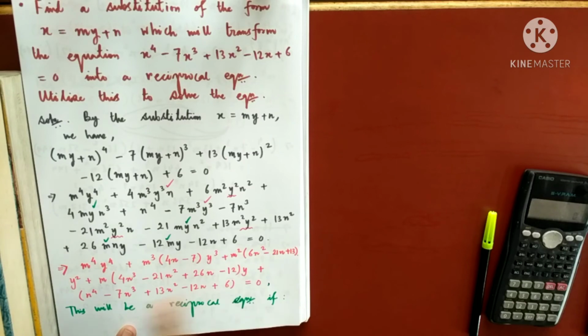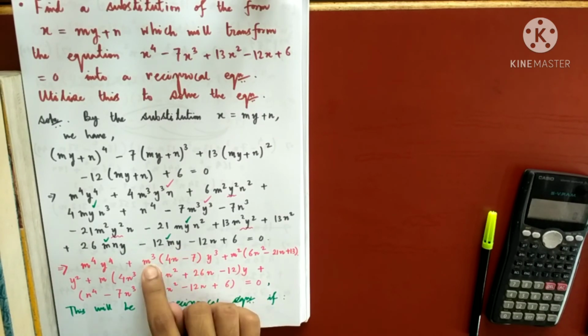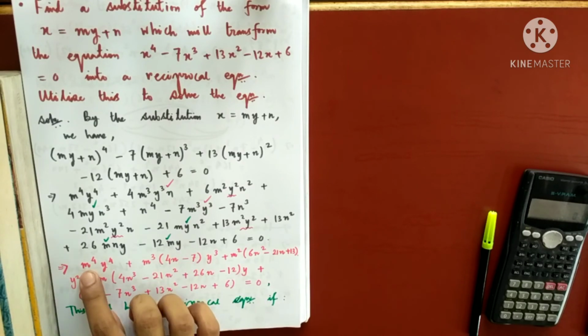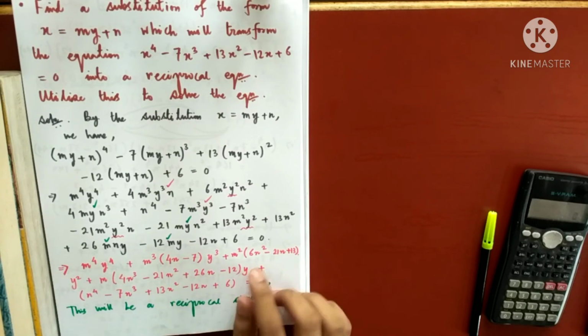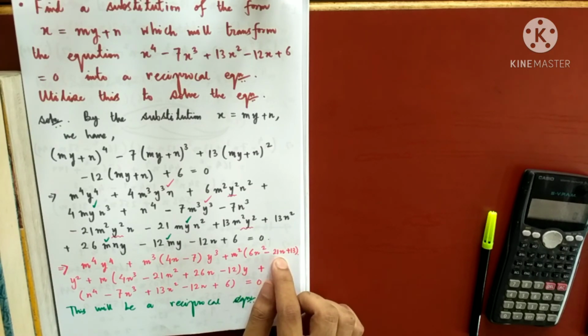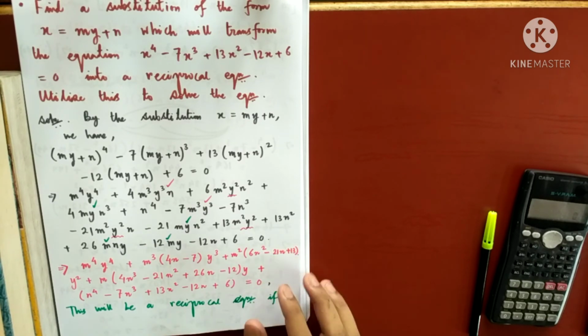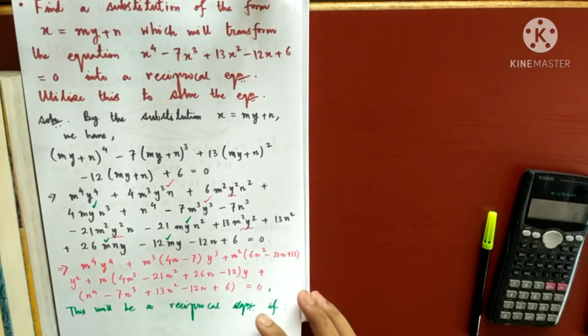You put the values of m and n here. So I am getting what here? M is 1, n is 1. So 4 minus 7 is minus 3, and this is 1, so minus 3. Remember the coefficient: 1, minus 3. What is this? 6 minus 21, it is minus 15. Minus 15 plus 13 is minus 2. So minus 2.